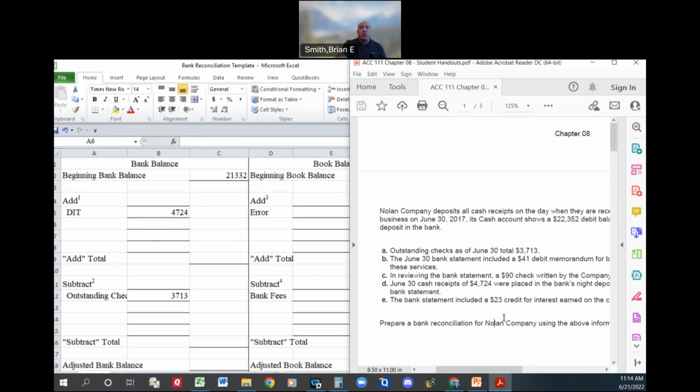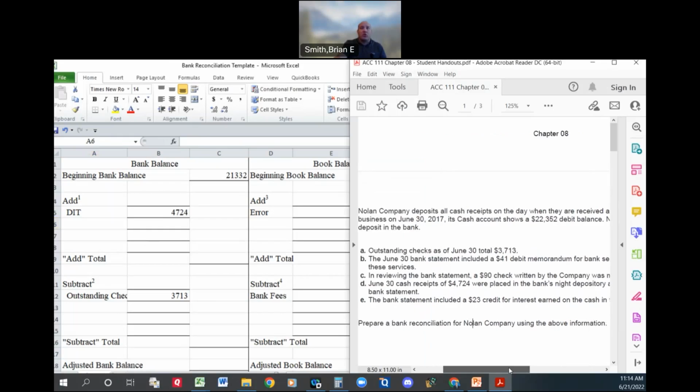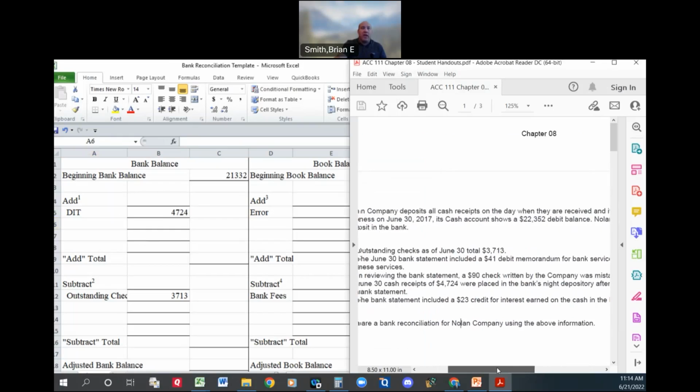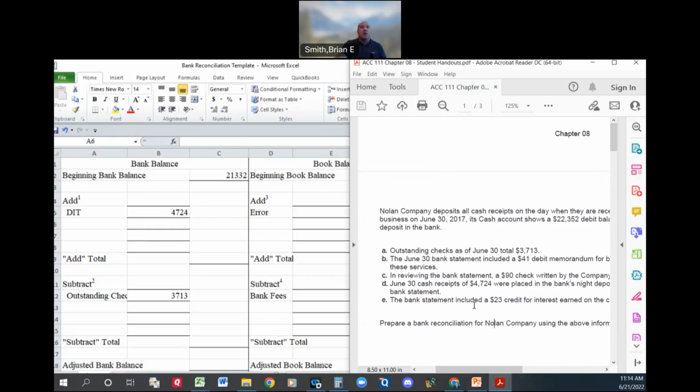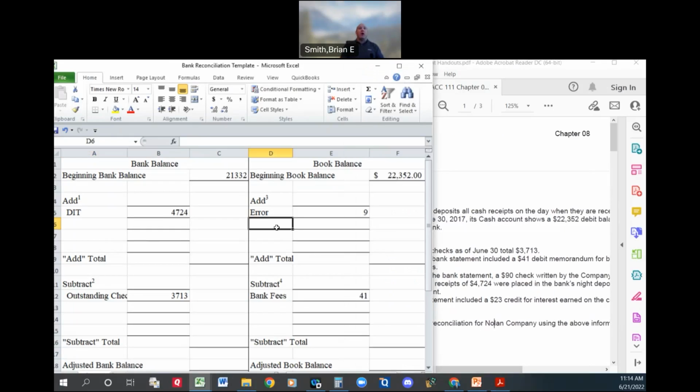The bank statement included a $23 credit for interest earned on this cash in the bank. Again, it should have just said the bank included $23 for interest. Get rid of the credit, get rid of the debit. We're not dealing with that. But we do have interest. We got to include $23. So that accounts for everything that we needed to account for over here.